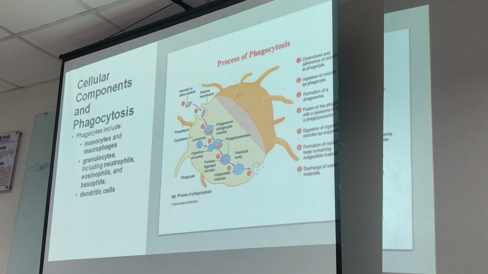Phagocytosis is also an important step in the immune response. So phagocytes include monocytes and macrophages, granulocytes, neutrophils, eosinophils, basophils, and dendritic cells. So the process of phagocytosis is listed here. Chemotaxis is the first step, so that the phagocyte will go to that pathogen and engulf it. Once it engulfs the pathogen, it will be packaged into a phagosome. Lysosomal enzymes will degrade the pathogen, digesting it into smaller peptides, and if possible, the phagocyte will now release this digested material as waste.